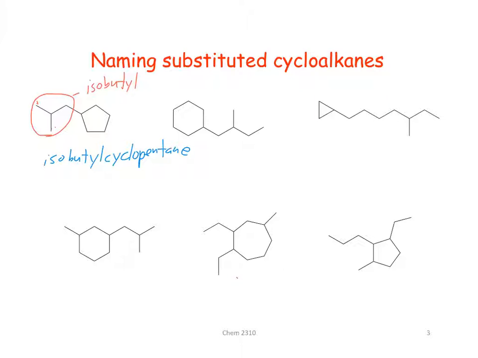So this is isobutylcyclopentane. For a ring that has a single substituent, we don't have to put a number in front, because if we were going to number that, we would automatically put that as the position 1. So by definition, it's at position 1. So no need for a number.